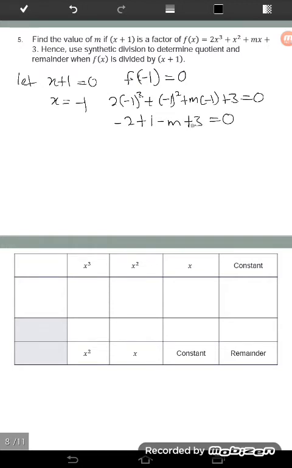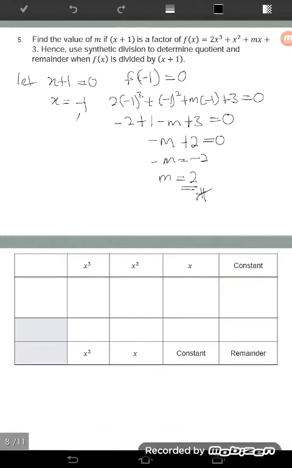Negative 2 plus 1 plus 3. So negative 2 plus 1, negative 1. Negative 1 plus 3 is plus 2 equal to 0. So negative m is equal to negative 2 and m is equal to 2. Okay, next.